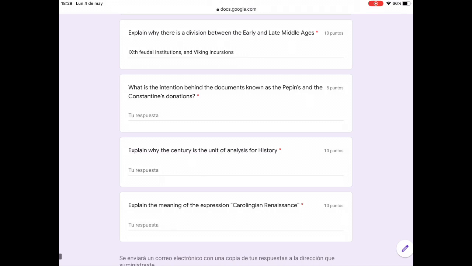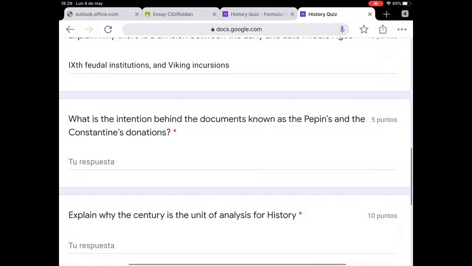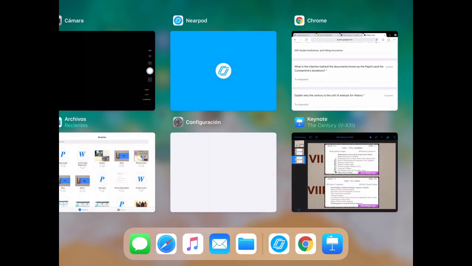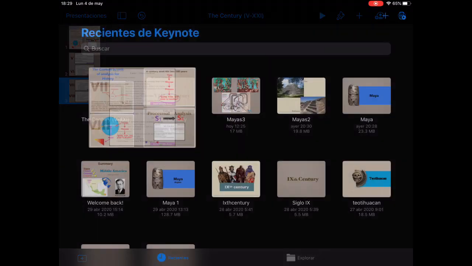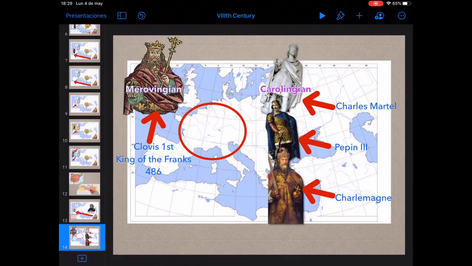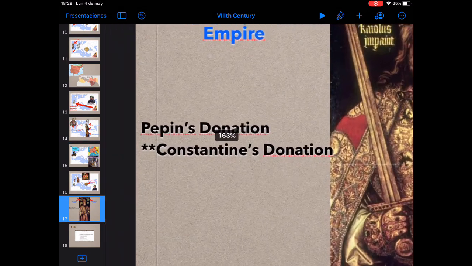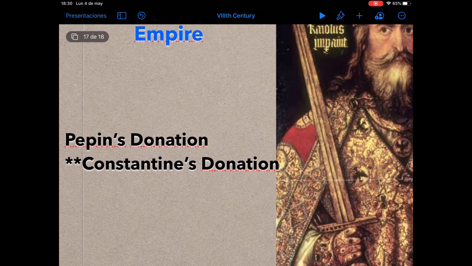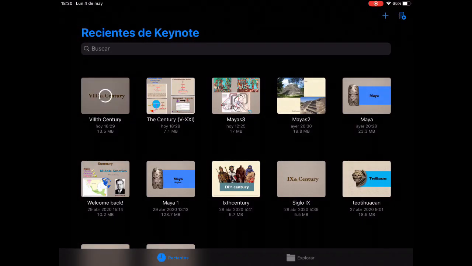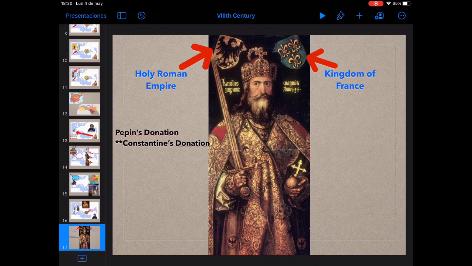So again, what is the intention behind the documents? We are now over here. What is the intention behind the documents known as the Pippin and the Constantine's donations? Again, if we go over here in the 8th century, because remember that this exam only went as far as the 9th century, you remember that we saw over here Pippin's donation and the Constantine's donation. And remember that, as you can see, this was the last part that we saw about Charlemagne.